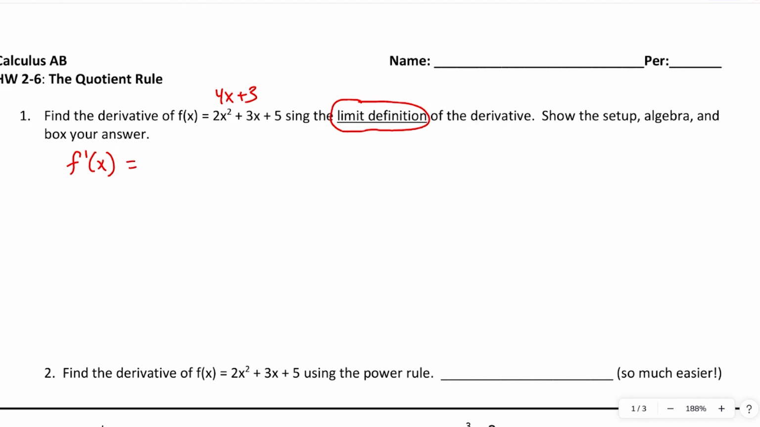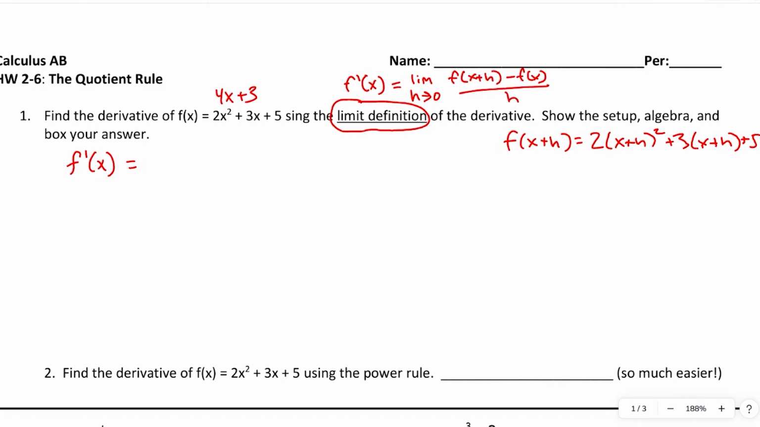So the limit definition is f of x plus h, and maybe I'll write that out to the side. F of x plus h is going to be 2 times x plus h squared plus 3 times x plus h plus 5, and then f of x is given. So the limit definition of the derivative says that the derivative of a function f is equal to the limit as h approaches 0 of f of x plus h minus f of x all over h. And so that's what we're going to set up here.